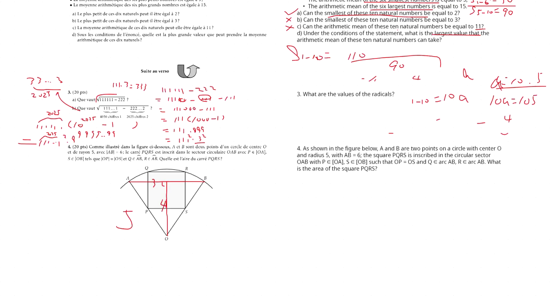It says there is a square PQRS inscribed in the sector. So Q and R are on the arc of AB, and P and S are on the radius. So what is the area of the square PQRS? Our task is to find the side length of this square. So let's let PQ be X, okay?